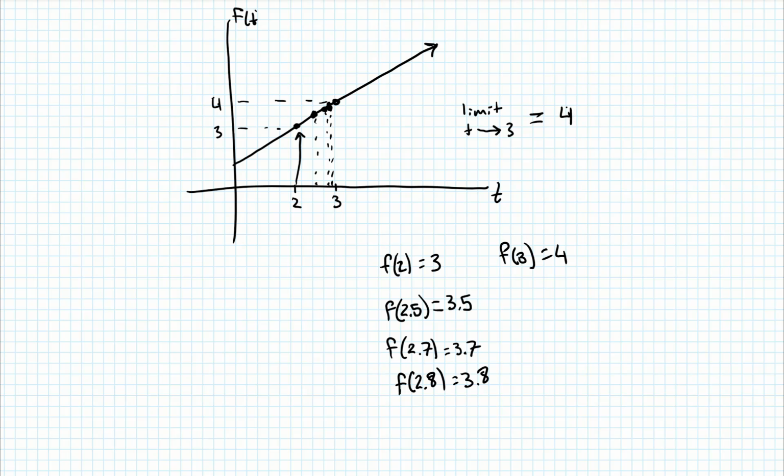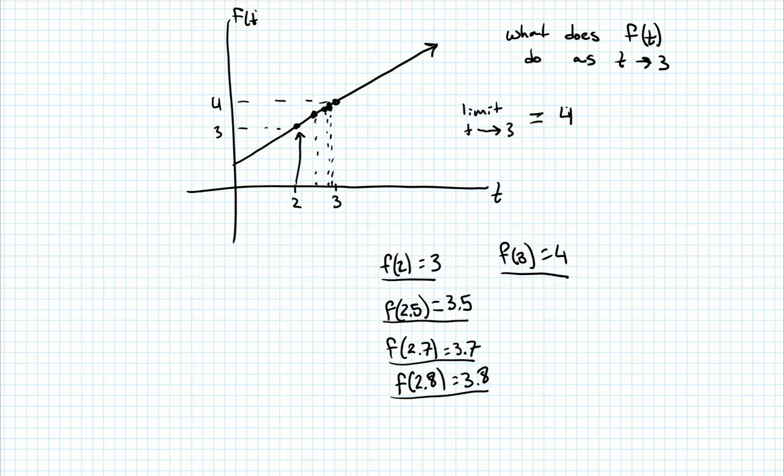Because what we're asking is what this function does, what f of t does. So what does f of t do as t approaches 3? And we can see in this case that from f of 2 to f of 2.5 and so on, f of t approaches the value of 4.